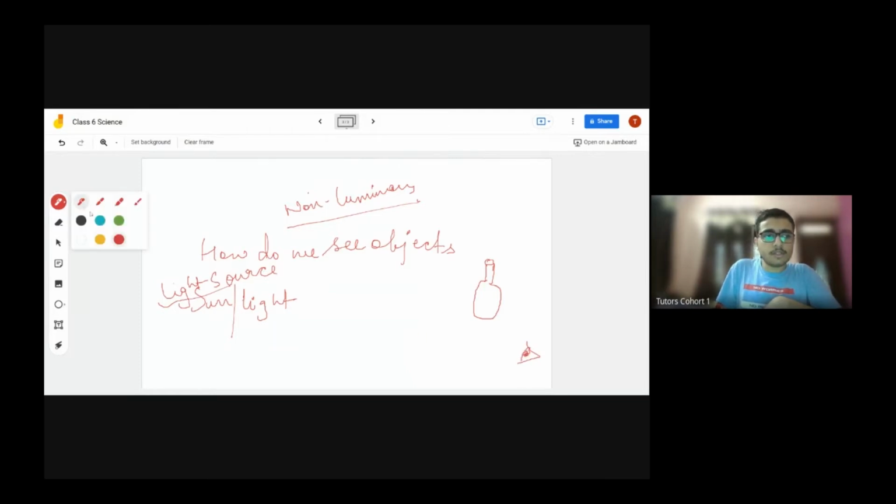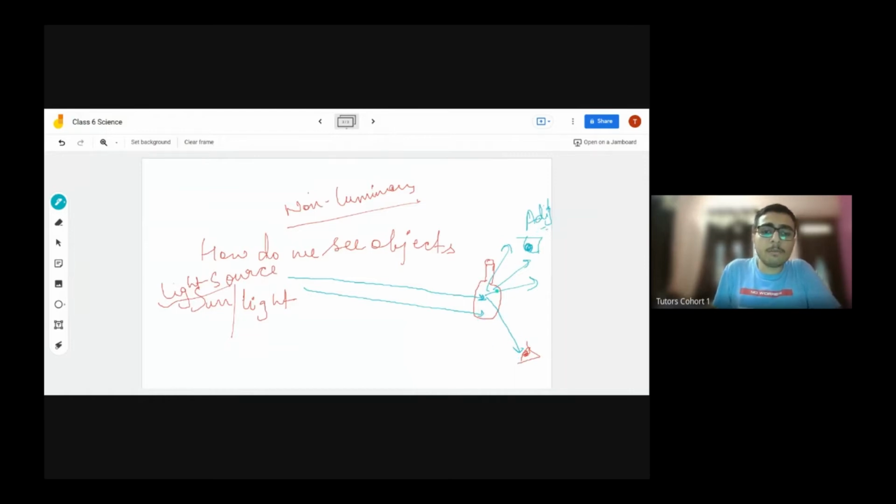Now what will happen, children? The ray of light from this source will come onto this bottle, and after it falls on this bottle, this light will bounce back and it will come into my eye. Now you might be thinking it can go anywhere else. Yes, it can go anywhere else. It will go in all directions, and in those directions there can be any other eye. Like if Aditya is sitting here, he'll see the bottle from this direction. I'll see the bottle from this direction.